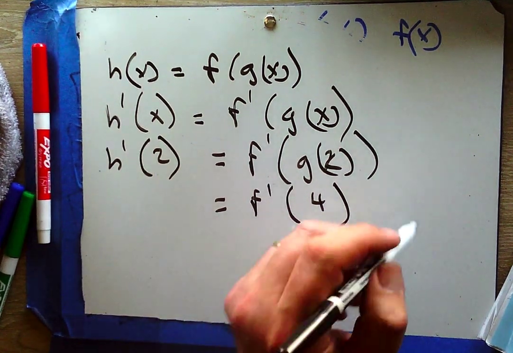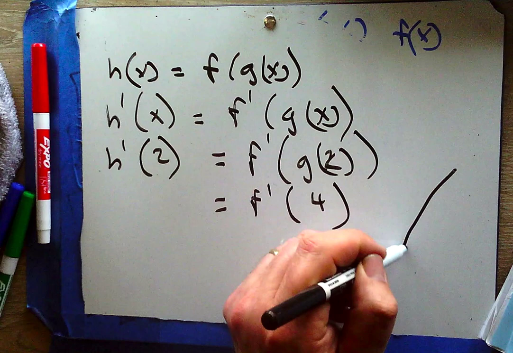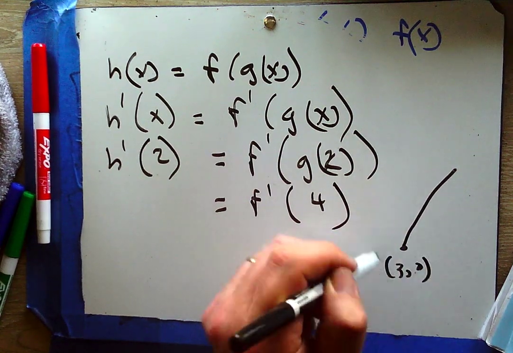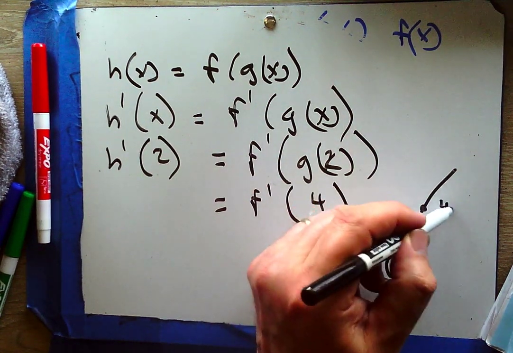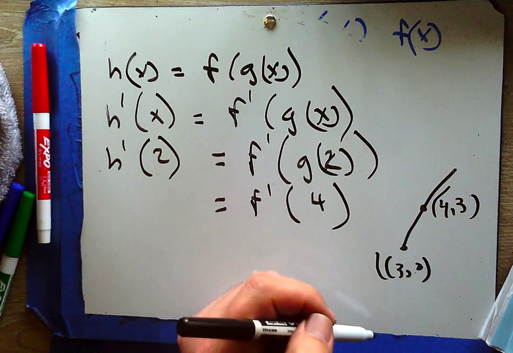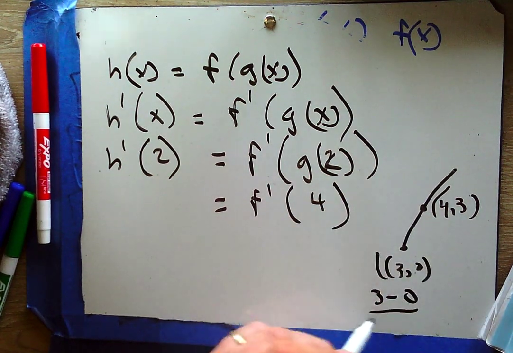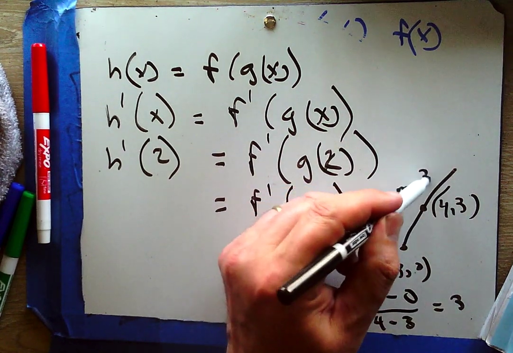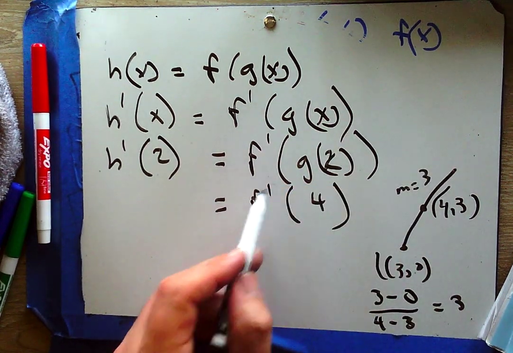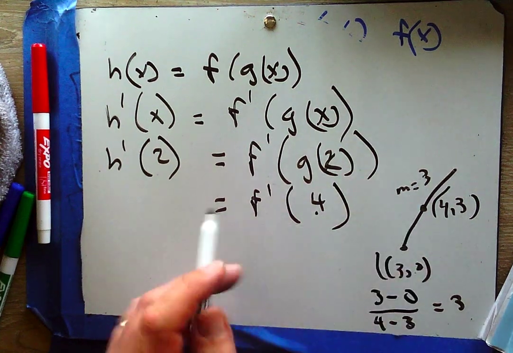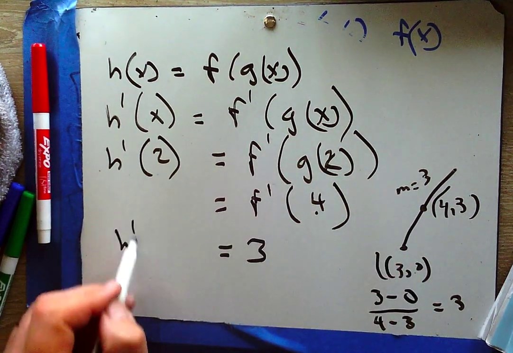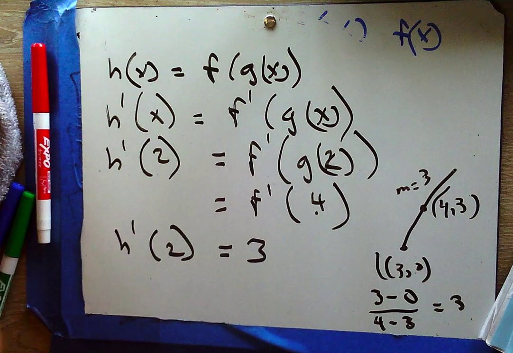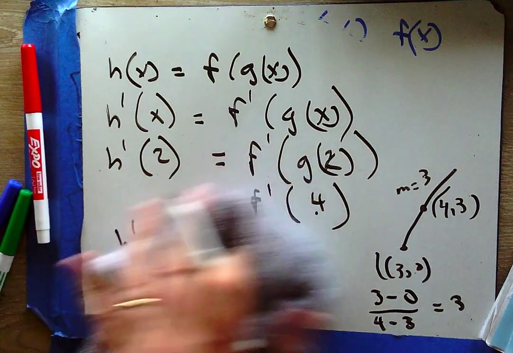Well, the slope at 4 on f. Well, I see this point here at 0, and I see this point here at 4, 3. So 3 minus 0 over 4 minus 3. It looks like the slope here is 3. So the slope on f at 4 is 3. Welcome to your knowledge of chain rule.